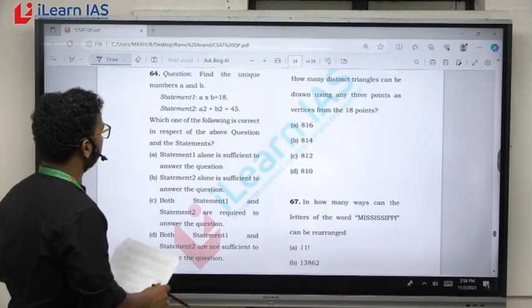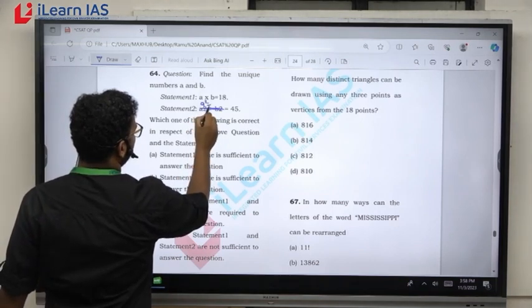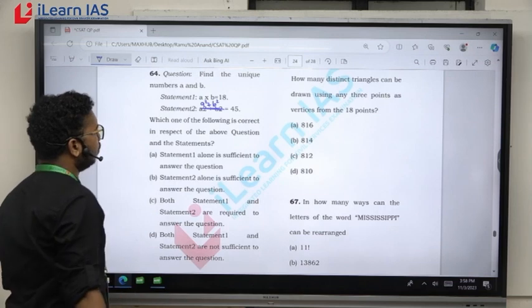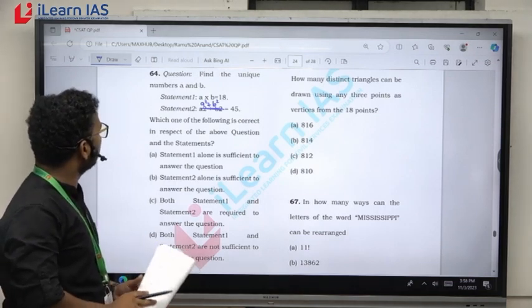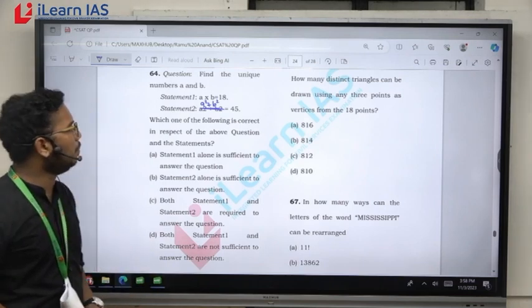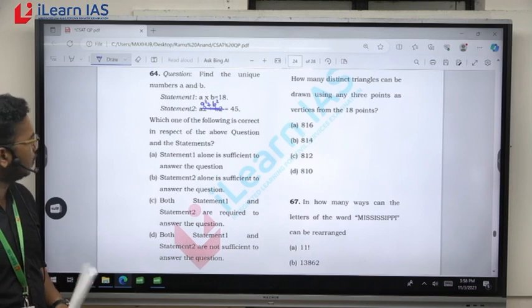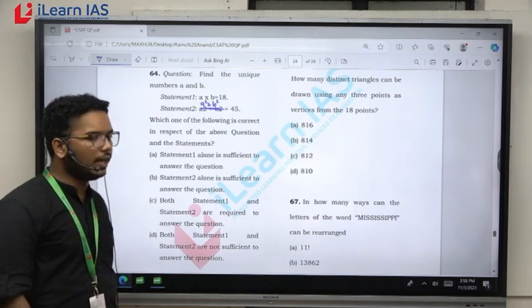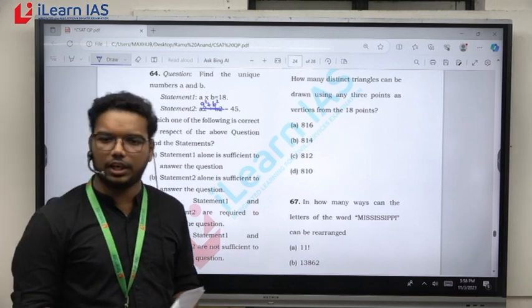Next question. Read this as a square plus b square, okay? Now, find the unique numbers a and b. Statement 1 alone, a into b equal to 18. We can have n number of numbers, 2 into 9, 3 into 6, etc.